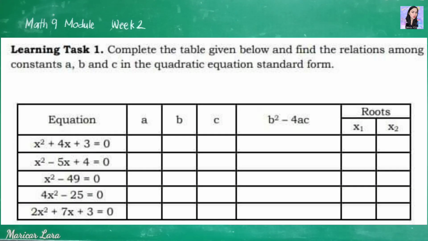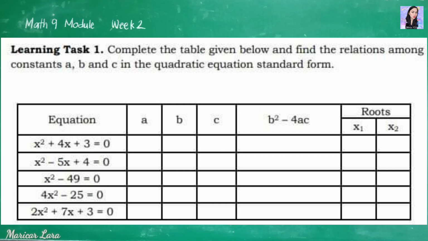So ito yung ating learning task number 1. So nakalagay dito, complete the table given below and find the relations among constants A, B, and C in the quadratic equation standard form. So, naituro ko na sa inyo nung week 1 kung paano natin kukunin yung A, B, and C. So, kung hindi nyo pa napapanood yung video about sa week 1, I will put the link in the description box below so para mapanood nyo po.